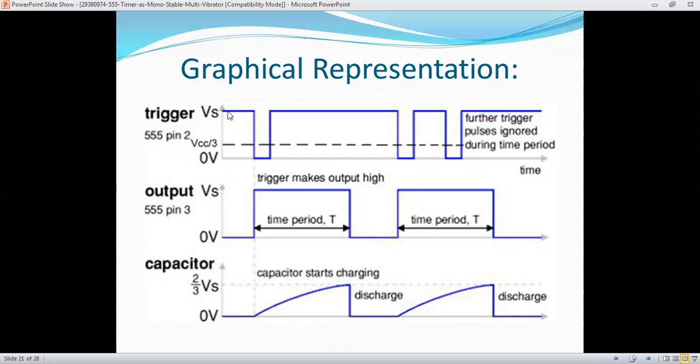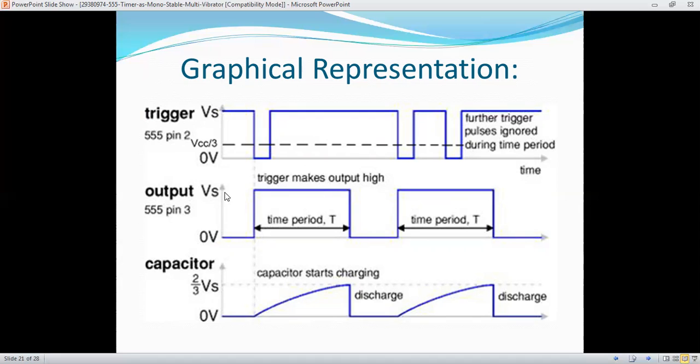It starts from 0 to 5 volts. Similarly, it will gradually decrease and gradually increase. At a particular level it reaches the maximum position. Then similarly it repeats the cycle. While it repeats the cycle, the further trigger pulses are ignored during the time period.